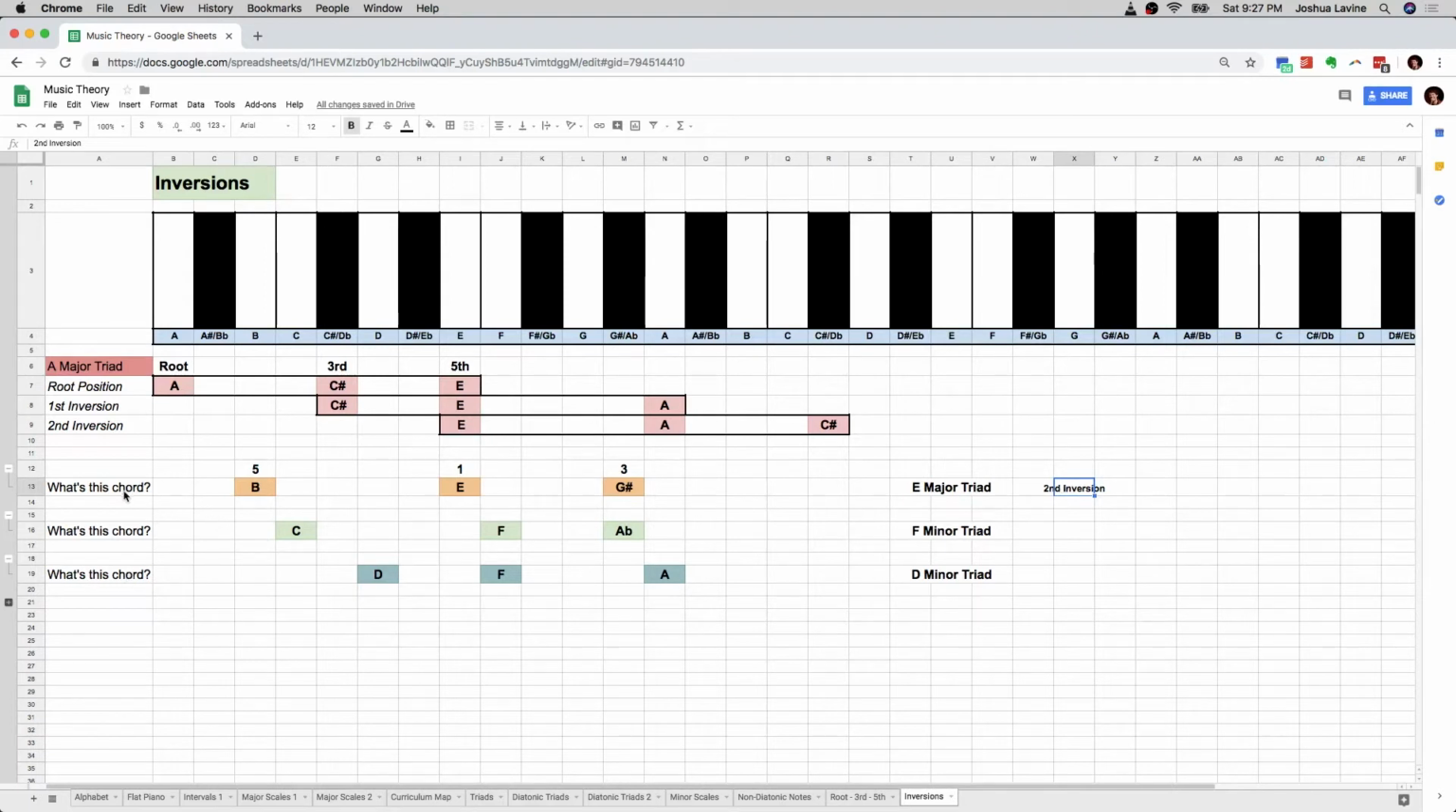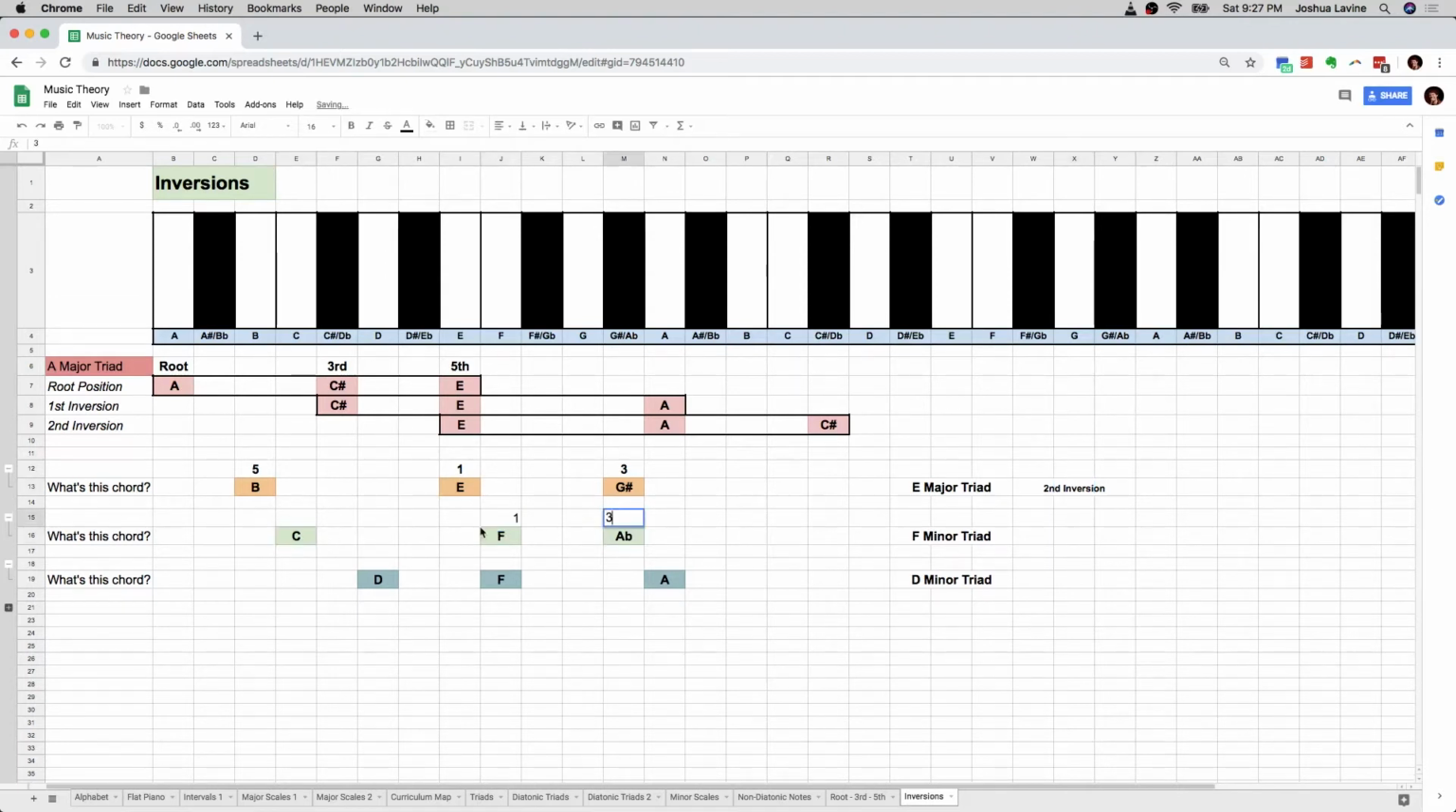So anyway, here we have this chord, an F major triad, in second inversion: F, A flat, and C. This is the 1, this is the, pardon me, that would be the flat 3, this would be the 5, and so this is also second inversion. D minor triad, this is root position.